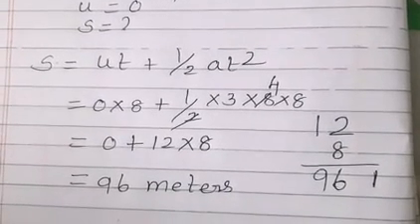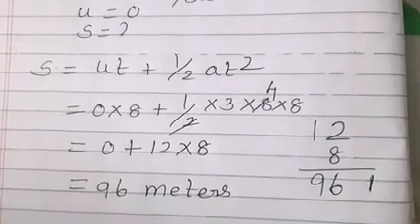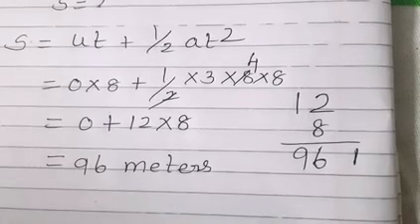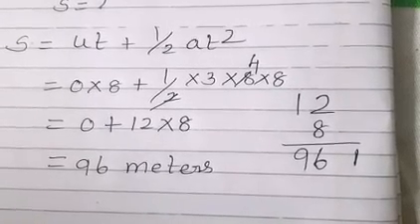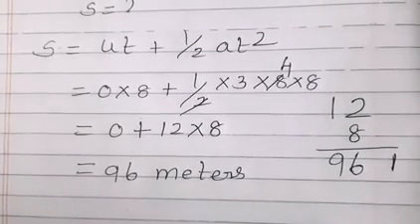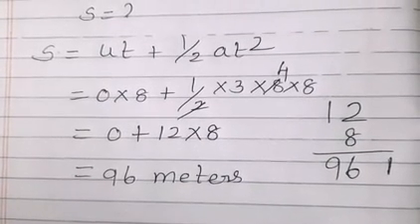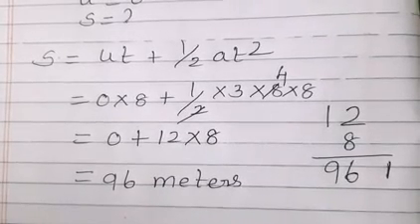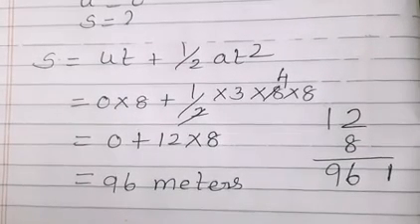Here 0 into 8 is 0. So 0 plus 12 into 8. Then I multiplied 12 with 8. Now the answer is 96. So the distance traveled by the boat is equal to 96 meters. Hope you understood this problem.